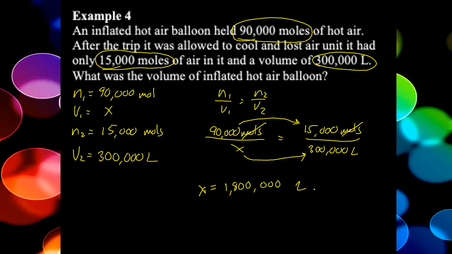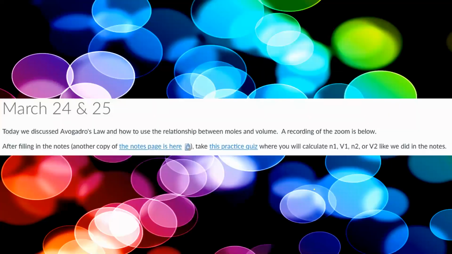All right, so that is how Avogadro's law works. It's a direct relationship. If one goes up, the other goes up. If one goes down, the other goes down. There is an 8-question practice in Canvas, so let's use the rest of this time to go into Canvas and practice.